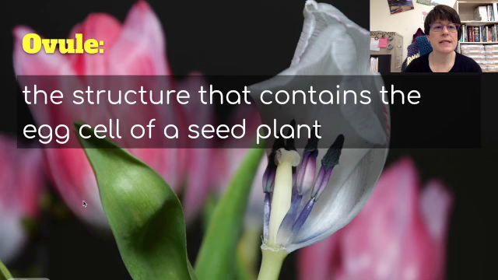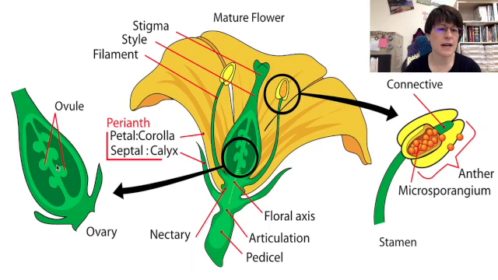Inside of the ovary are the ovules. This is the structure that contains the egg cell of a seed plant. So it's inside here at the bottom of the ovaries. And these are the ovules, and they each contain an egg cell waiting to be pollinated.